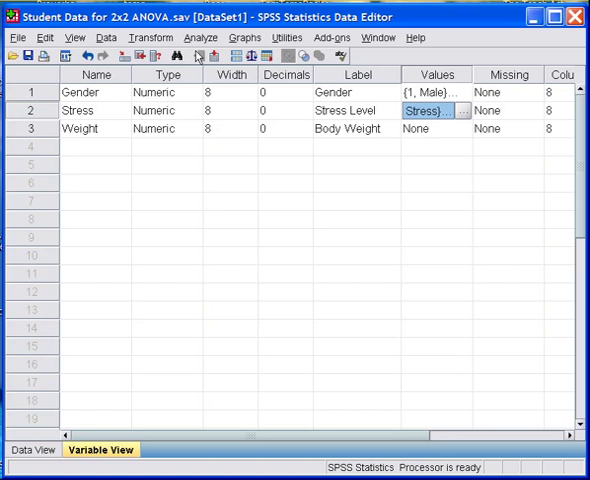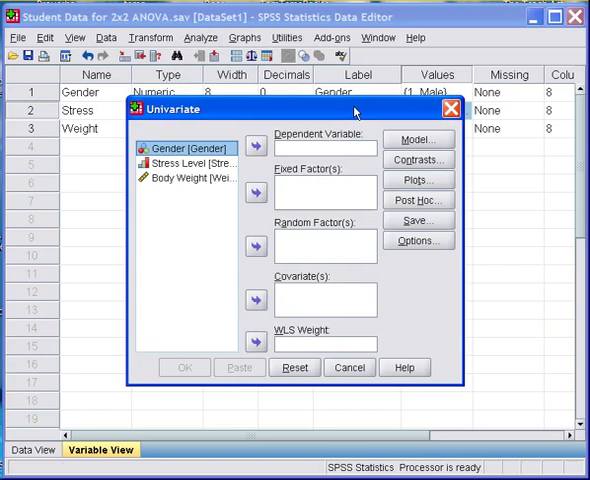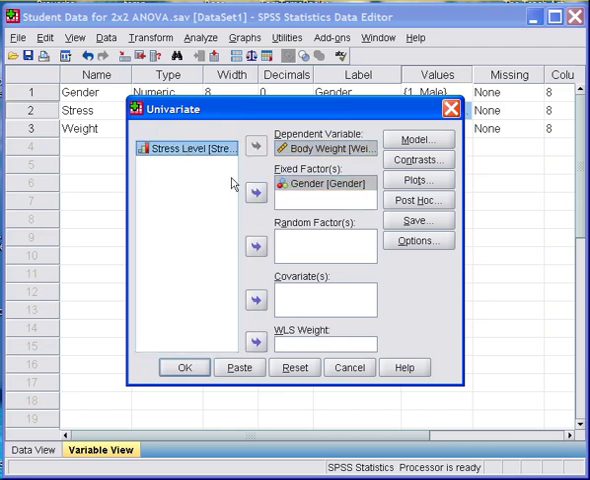For our data analysis, we'll click on the Analyze drop-down menu. We're going to be working with the general linear model, univariate, that is if there's one dependent variable. Our dependent variable is body weight. We're going to have two factors, gender and stress level.